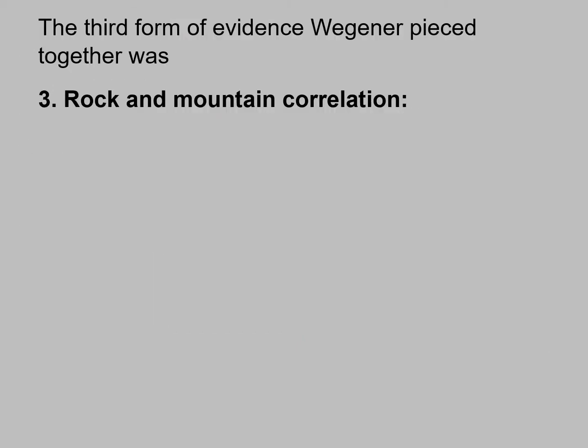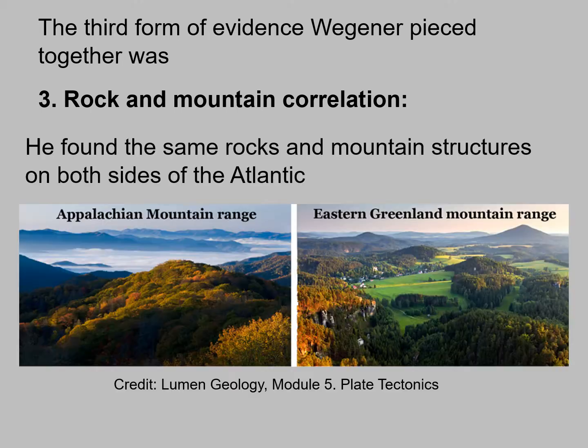The third form of evidence that Wegener pieced together was rock and mountain correlation. He found the same rocks and mountain structures on both sides of the Atlantic. For example, the Appalachian Mountain Range is related to the Eastern Greenland Mountain Range. Also, the mountains in the northeastern United States relate to the mountains in northern England and Scandinavia.